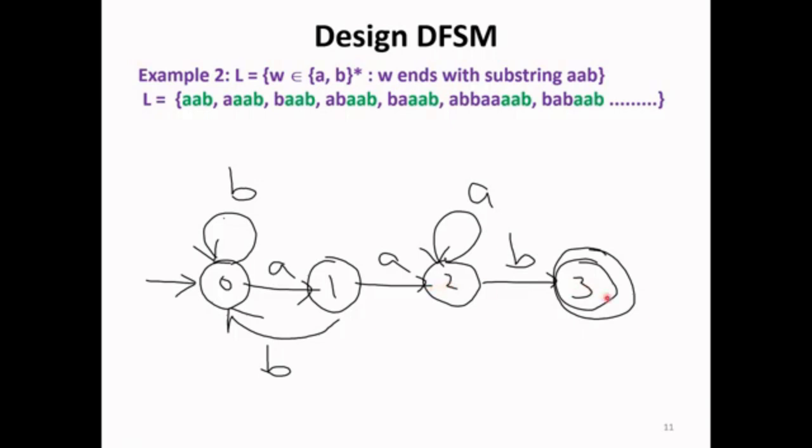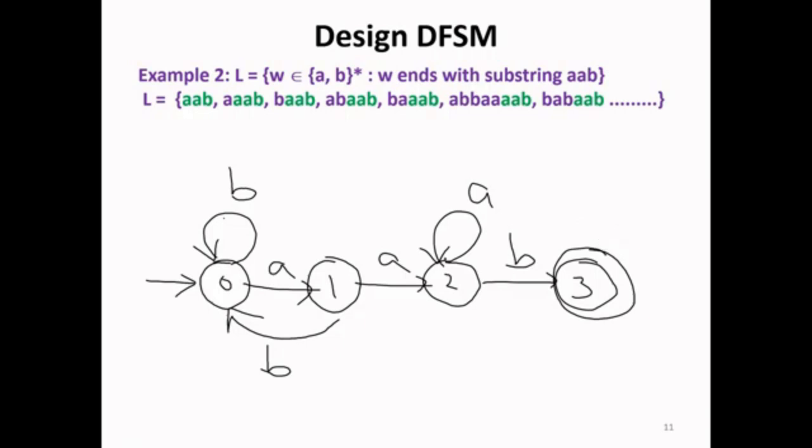Then the last state 3, we have to have one compulsory transition for A and B. What to do? Can I have a self loop for A and B as before? No. Why? Because if I have a self loop, then it will violate the language ending with substring AAB. So I cannot have AAB here. Then what to do?